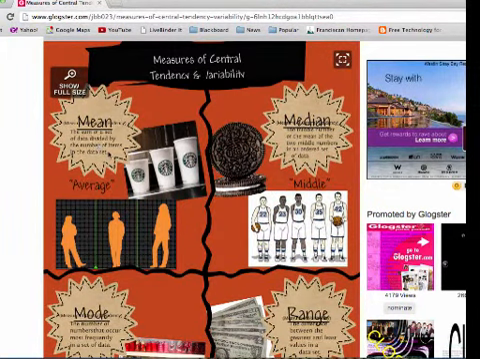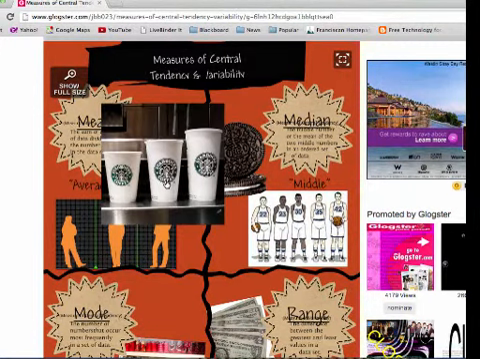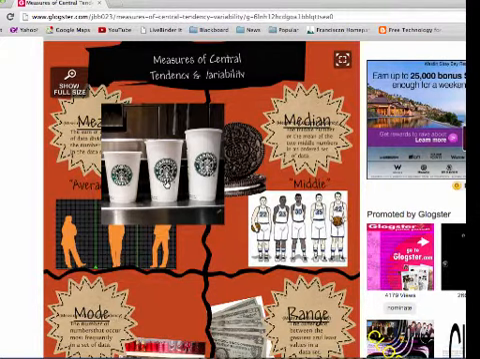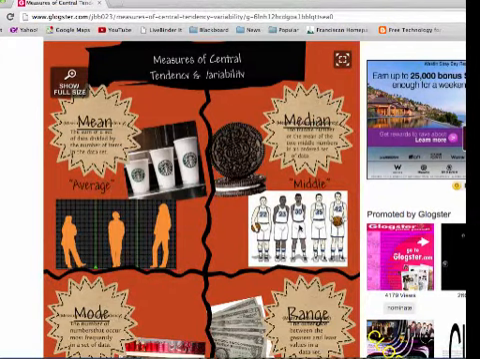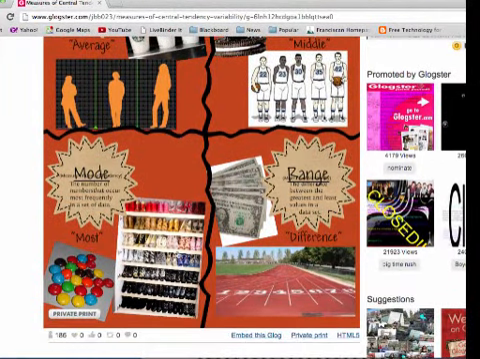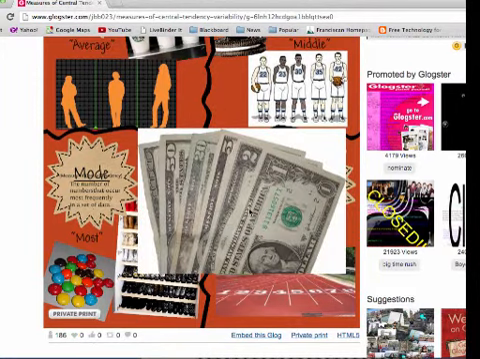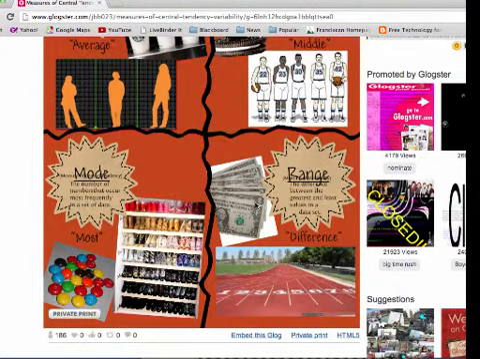For instance, when you're talking about mean, you're looking for an average. So the author of this Glogster, this poster, has embedded some pictures here just to give you an idea of what mean looks like. Same thing with median, mode, and also range. And range, when you're looking at taking the highest value and subtracting the lowest value, and that gives you what your range is. But we'll talk more about that.